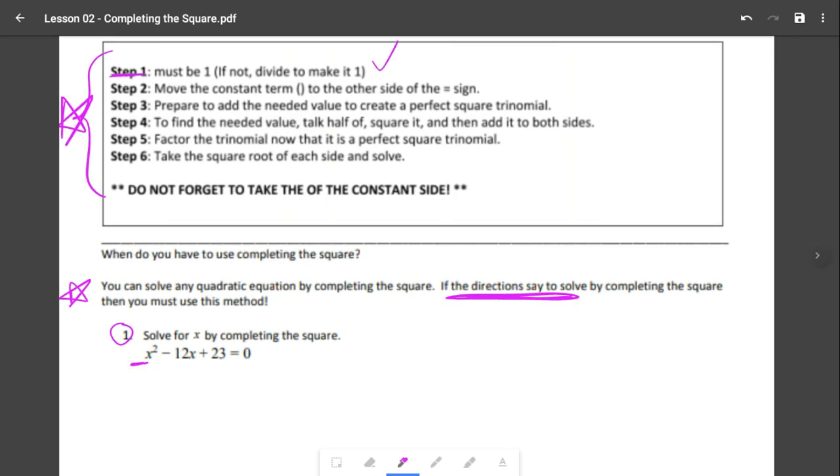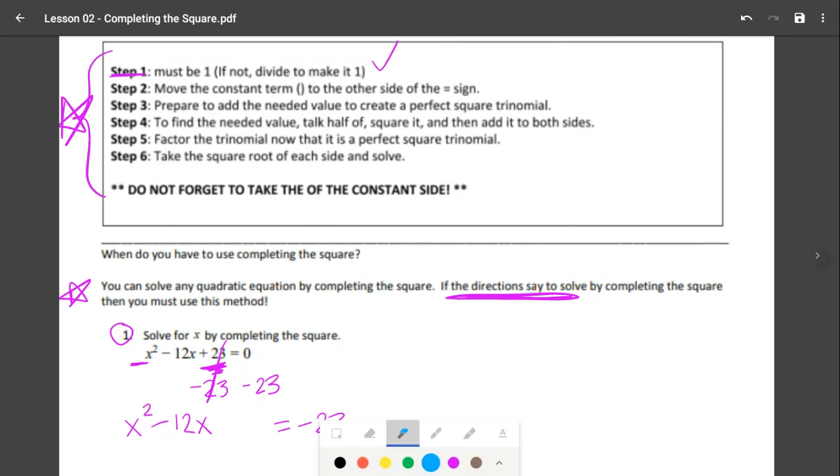So now we're going to go to step 2. Move the constant term to the other side of the equal sign. The constant term, remember, is the number without a variable, in this case, the 23. We want to move it over to the other side. So in order to do that, we are going to subtract it in this case. So we get x squared minus 12x equals negative 23. So that is done with step 2.